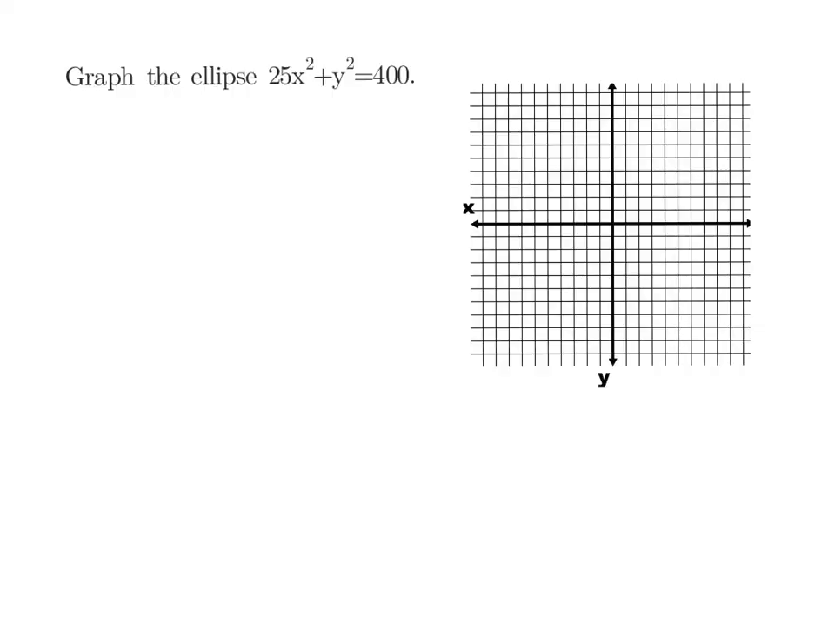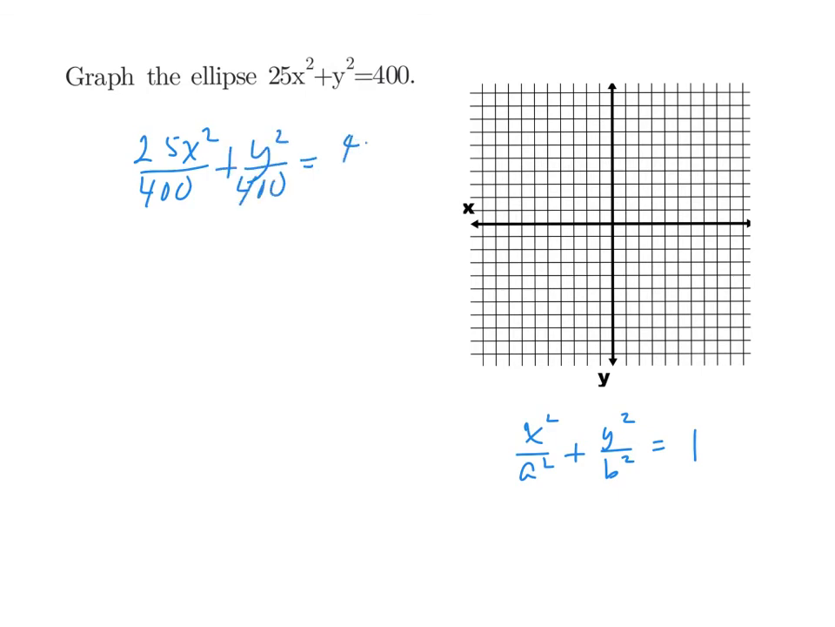We're asked to graph the ellipse 25x squared plus y squared equals 400. Remember, we just learned that an ellipse is of the form x squared over a squared plus y squared over b squared is equal to 1. And this obviously isn't in that form, but notice we want a 1 on the right side. So let's divide through by 400, and that will give us the 1 that we are looking for. So simplify, I get x squared over 16 plus y squared over 400 is equal to 1.